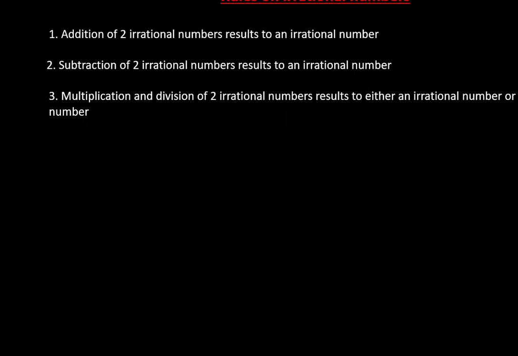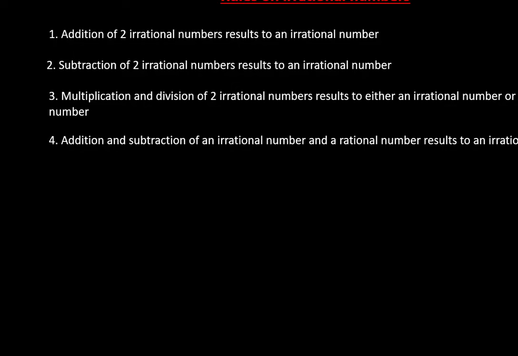And then the third rule says multiplication and division of 2 irrational numbers results in either an irrational number or a rational number. And then the fourth one, which is the last one but not the least, there are also others, but these are the most important ones.